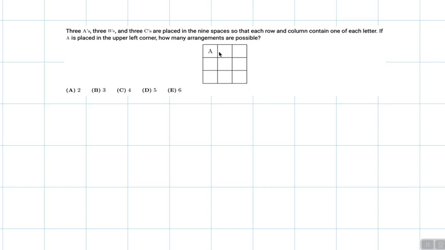So it then has to be true that this could be B, this could be C, or this could be B, this could be C. And if that's the case, is it dictated what this could be?